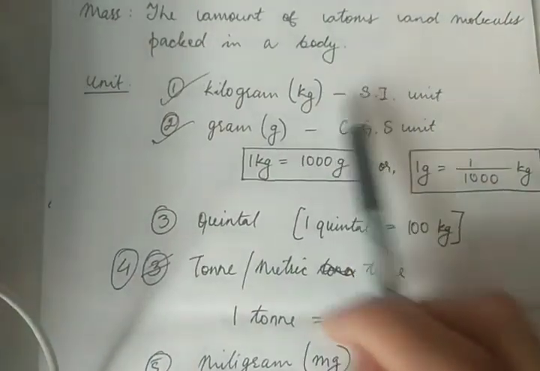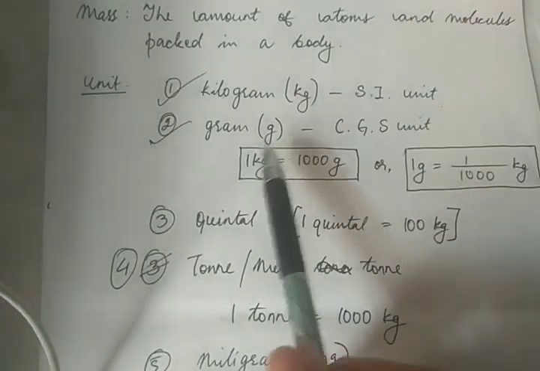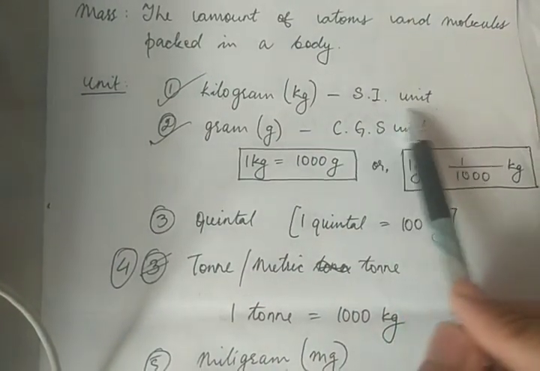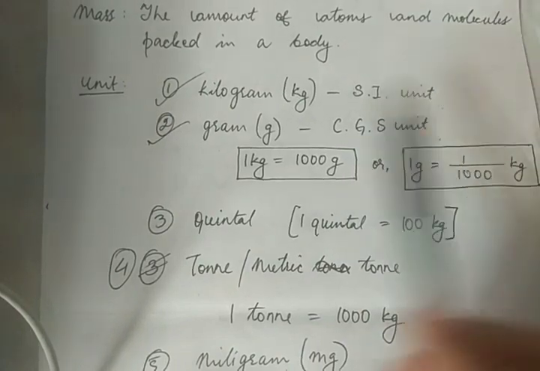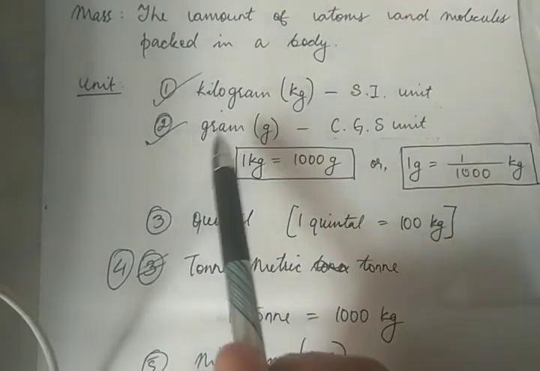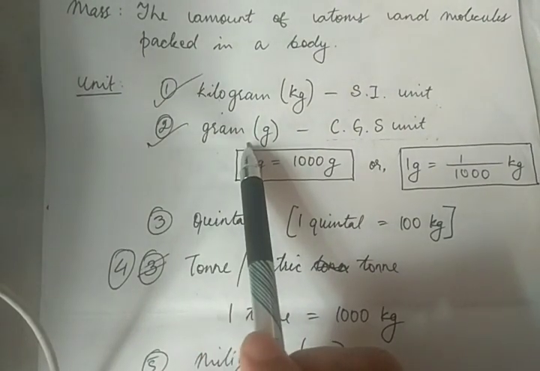One is called the SI unit and the other is called the CGS unit. So if someone asks you what is the SI unit of mass, the SI unit of mass is kilogram, remember. What is the CGS unit of mass? The CGS unit of mass is gram.